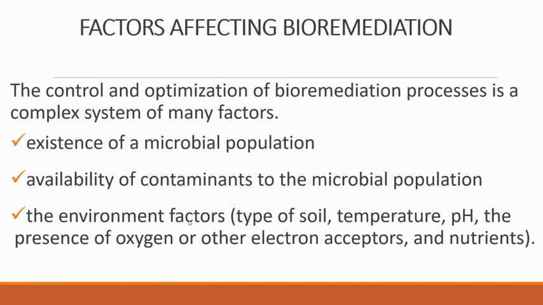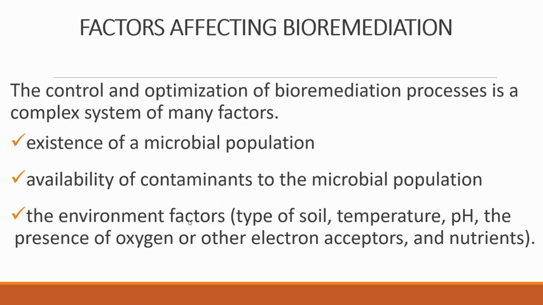Now, what are the factors that can affect bioremediation? The control and optimization of bioremediation process is a complex system of many factors. One of the factors is the existence of a microbial population in that environment. Availability of contaminants to the microbial population, then the environmental factors such as soil type, temperature, even salinity, pH, oxygen availability, or other electron acceptors, and above all, nutrients.